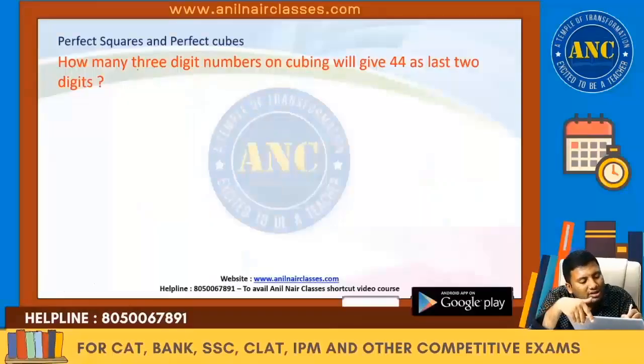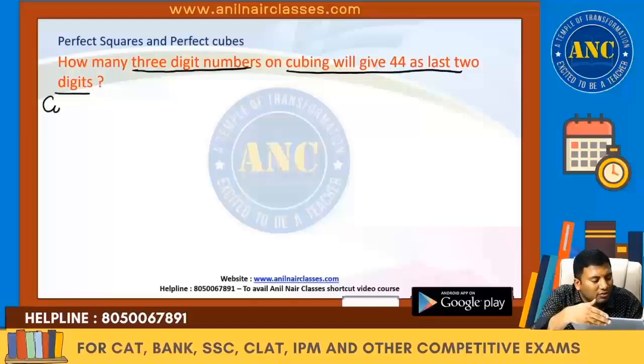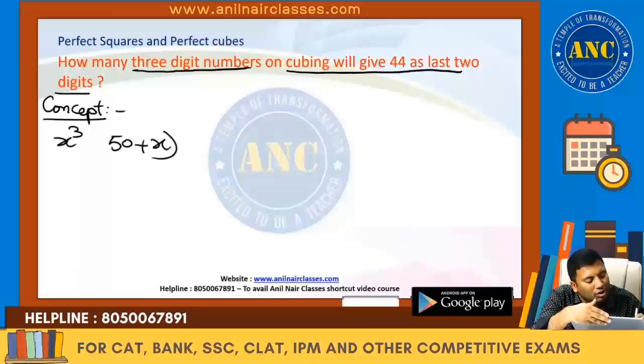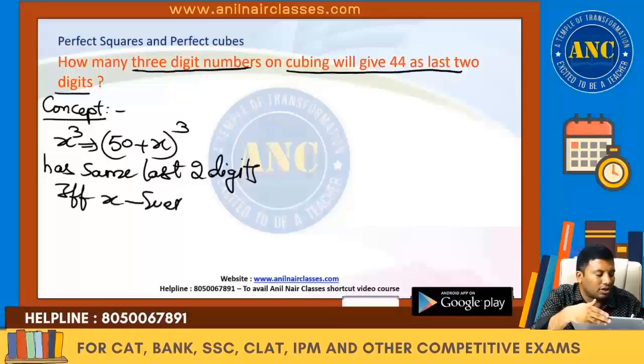How many 3-digit numbers on cubing will give 44 as the last 2 digits? There is a question on cubing. First we will discuss the concept. x cube and (50 plus x) whole cube have the same last two digits if x is even. Very, very good concept, sir. x cube and (50 plus x) whole cube have the same last two digits if x is even.